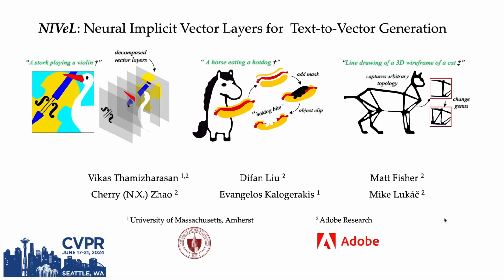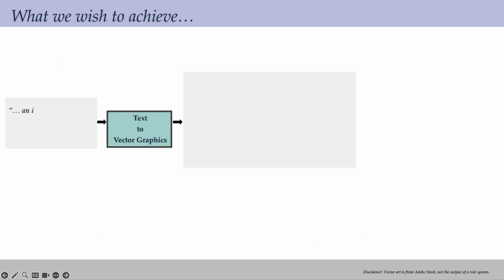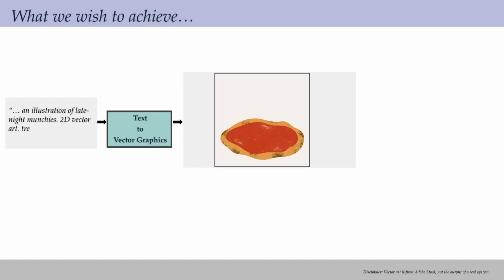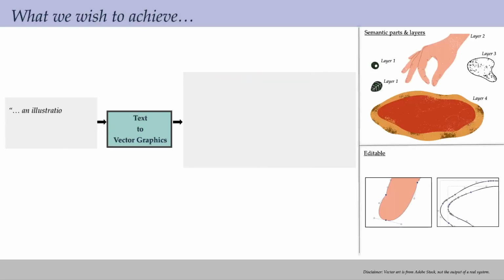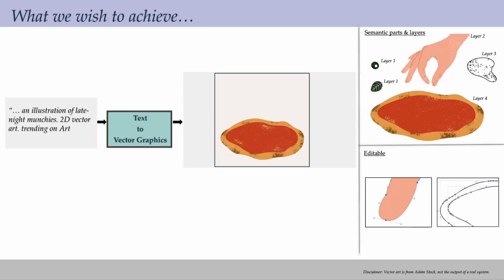We present NIVeL, a neural implicit vector layer representation for generative text-to-vector graphics. Given an input text prompt, NIVeL outputs 2D vector graphics shapes and colors in editable layers. The success of denoising diffusion models in representing rich data distributions over 2D raster images has prompted research on extending them to other data representations, such as vector graphics.